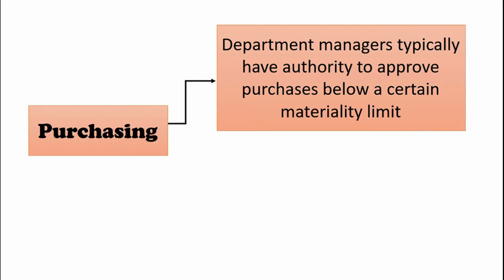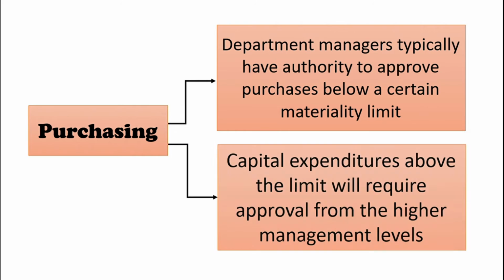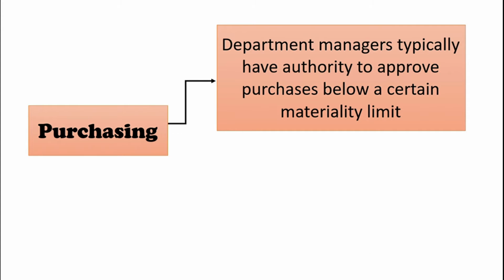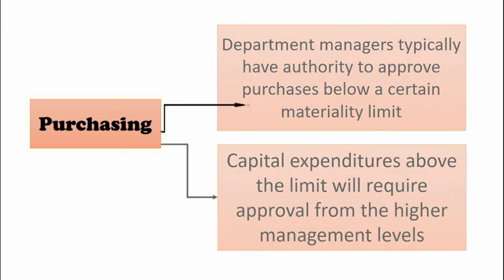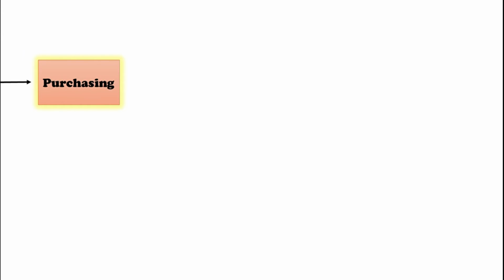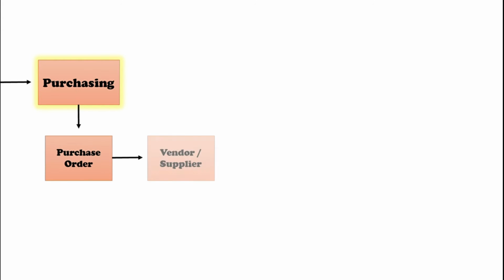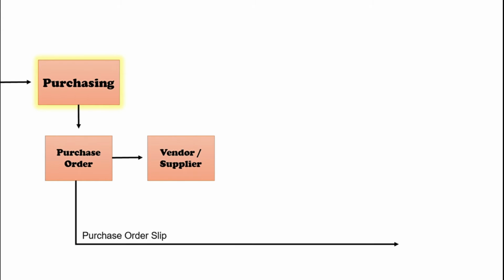Department managers typically have authority to approve purchases below a certain materiality limit. Capital expenditures above the limit will require approval from the higher management levels. This may involve a formal cost-benefit analysis and the formal solicitation of bids from suppliers. Once the request is approved and the supplier is selected, the purchasing department now passes the purchase order to the supplier or vendor and a copy of the purchase order to the accounts payable department.